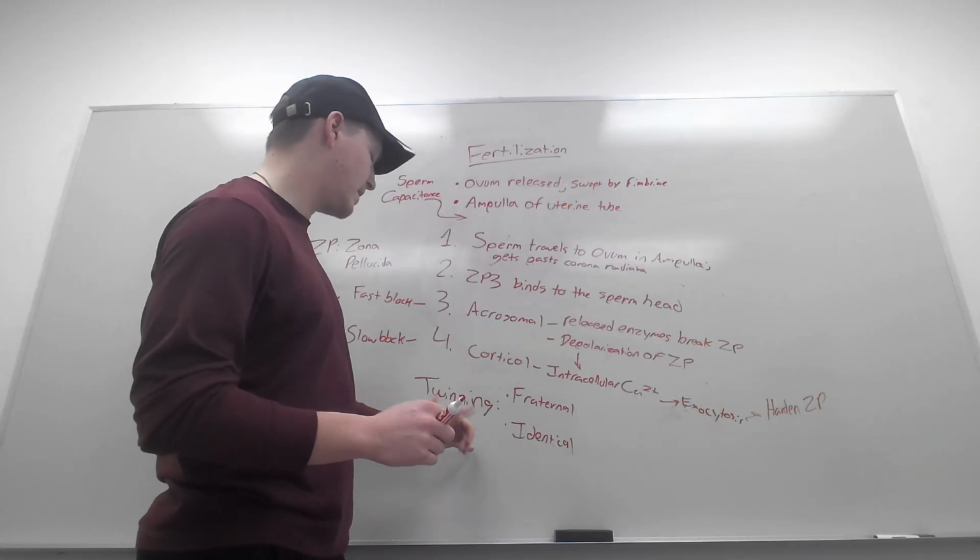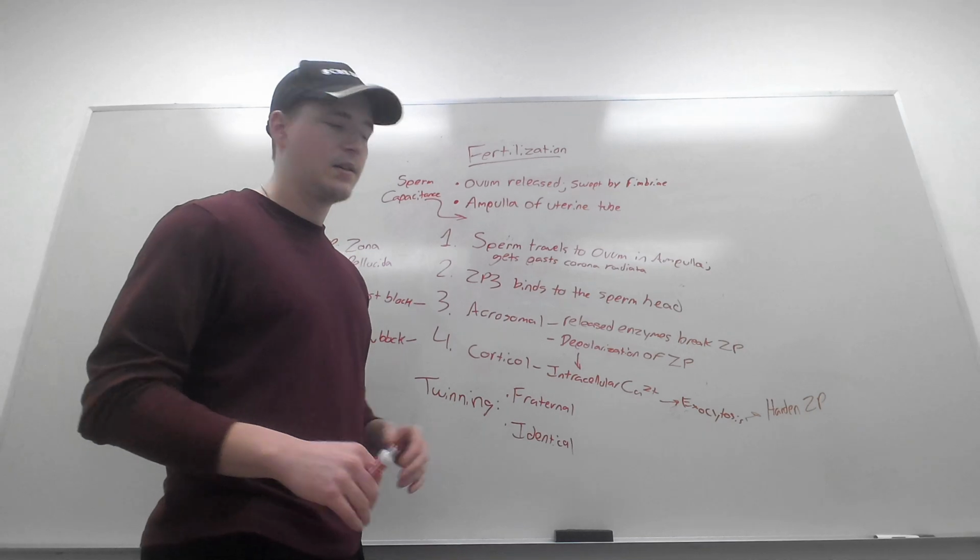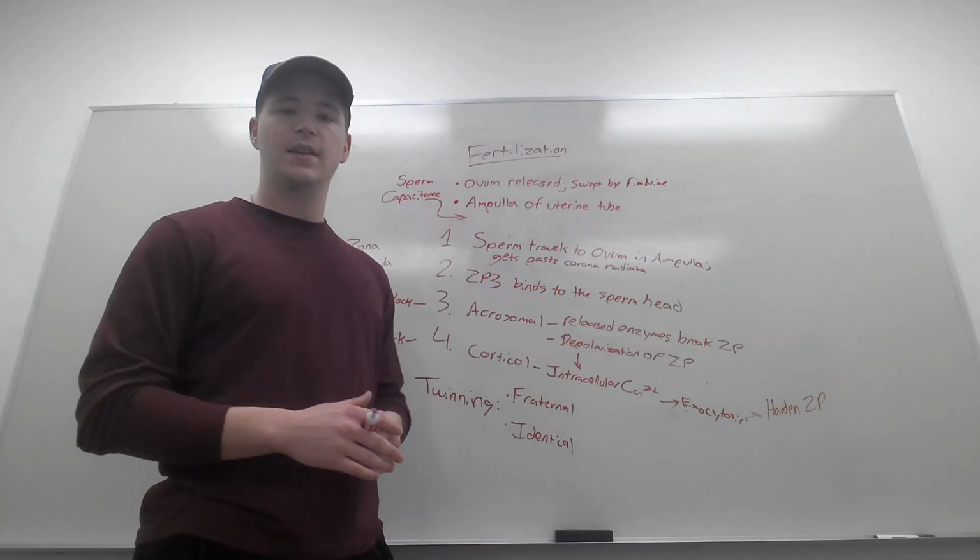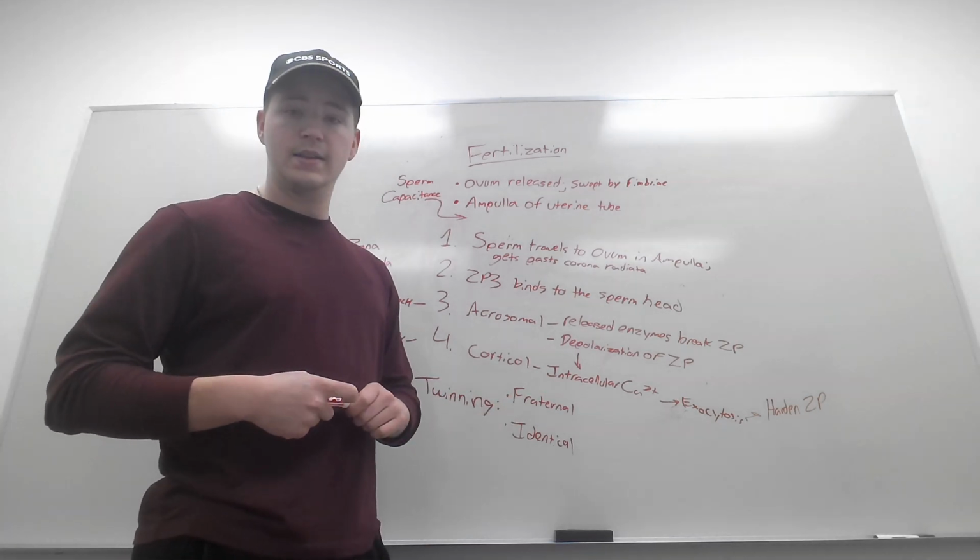And finally, that's a quick little explanation. That's twinning, which can be fraternal or identical, and is a result of fertilization. And that is the process.